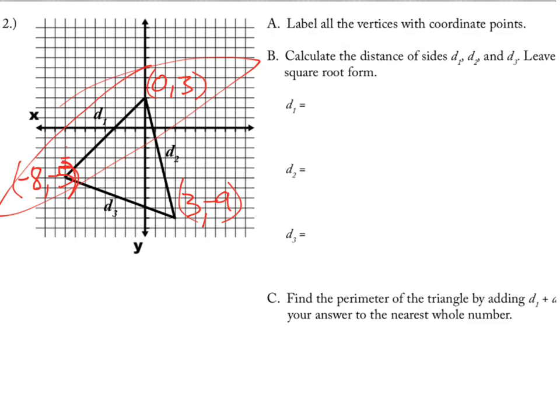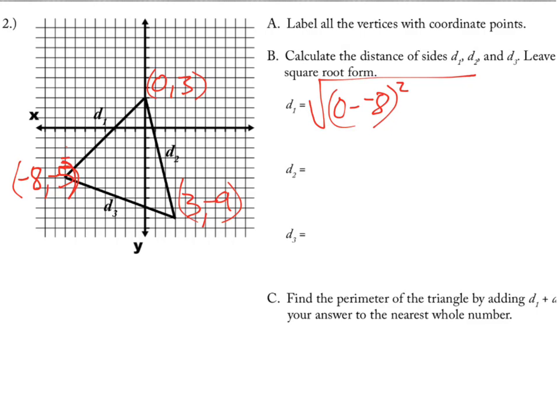I'm typically going to use the right endpoint as x2, y2, and the left one out of all these as x1, y1. So to get D1, I'm going to use 0 as x2 minus negative 8, and then 3 minus negative 5 in my formula, which I'm going to put right here. So I get 0 minus negative 8.